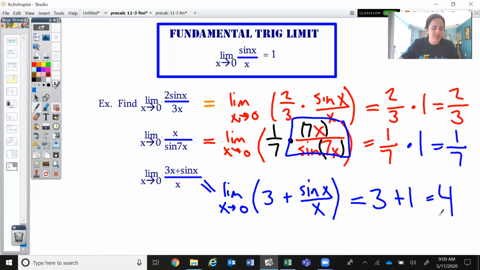So I hope that you have seen how to use the fundamental trig limit. That's it. Thanks for hanging in. I know it was a little bit long, but that was your last lesson. And you have 2 days to work on this and an extra day of review. So don't feel like you have to do your homework right now. You can save it for tomorrow.